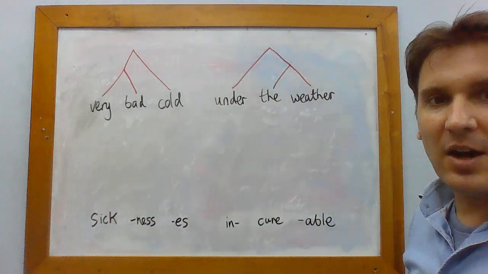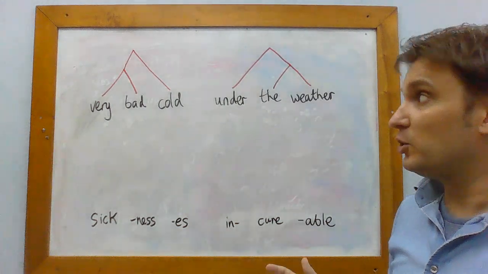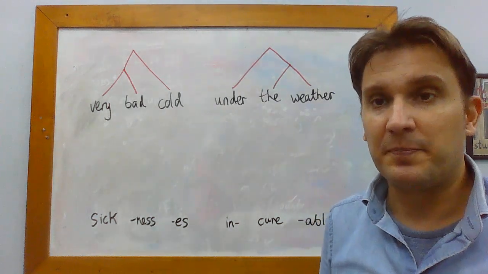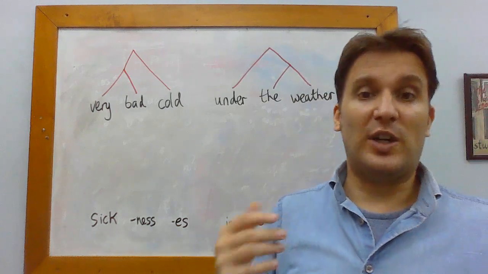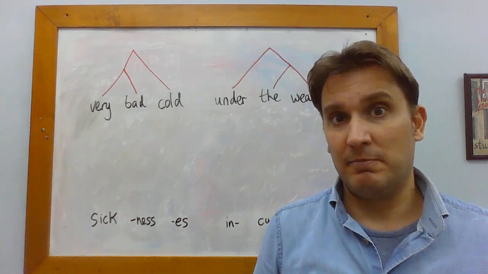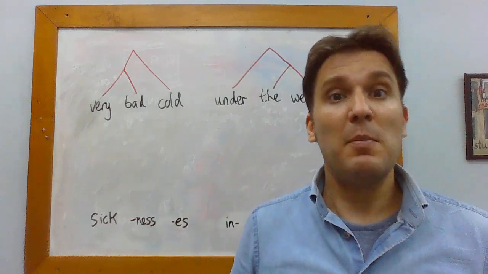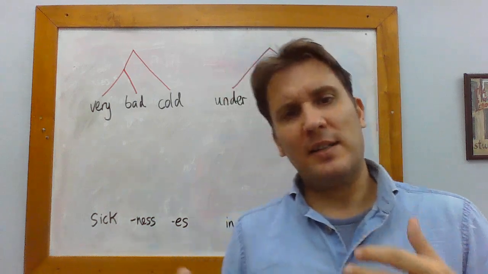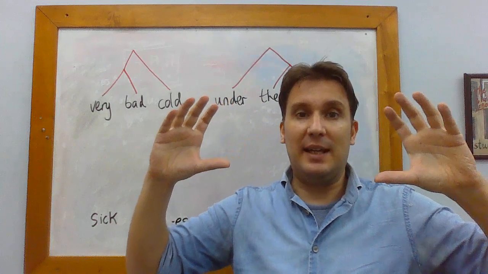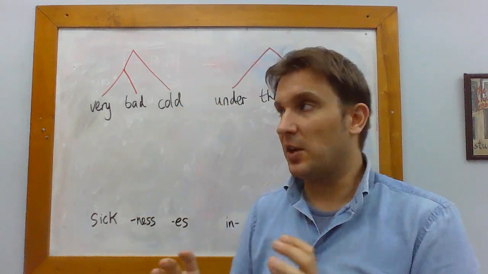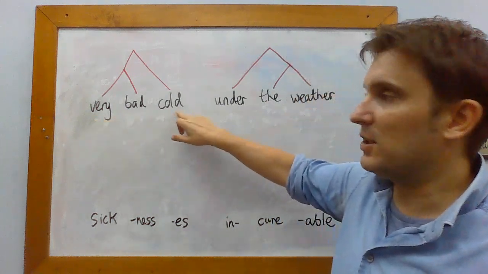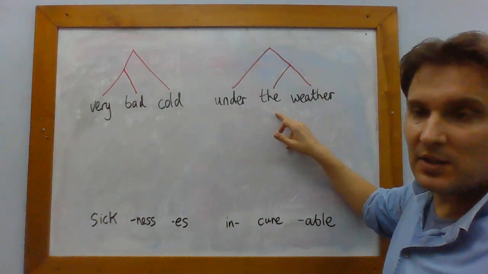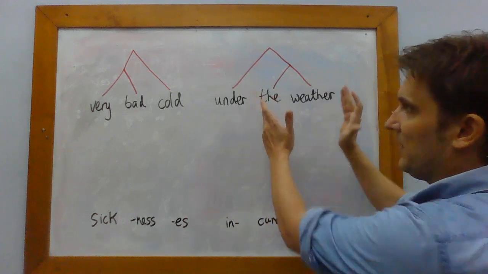Like that. And now you can compare the two tree diagrams that I've drawn, this one and this one, and as you can see, they're kind of mirror images of each other. So this is a new way of trying to represent the structure of something. You could do it, as I've done here, with phrases, but you could also do it with words, as I'm going to do down here. But the basic point is the idea that within one big thing, there might be smaller things contained within that. So in this case, within the bigger phrase, very bad cold, there's a smaller phrase which is very bad. And within the bigger phrase, under the weather, there is a smaller phrase which is the weather.